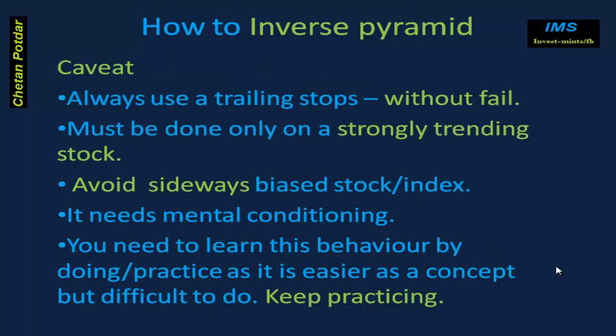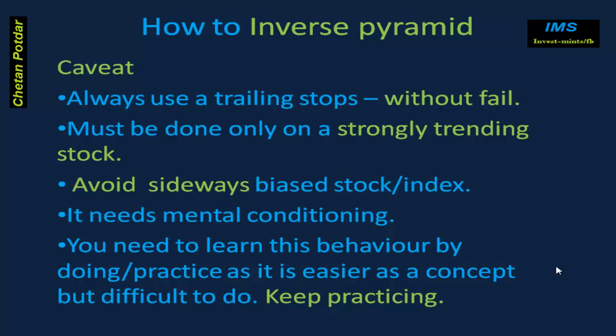Now, the caveat here is that you always use a trailing stop loss in inverse pyramiding. So you always need to have a trailing stop loss. You always need to predefine your risk. Your risk has to be of paramount importance. You have to do this only on strongly trending stocks.